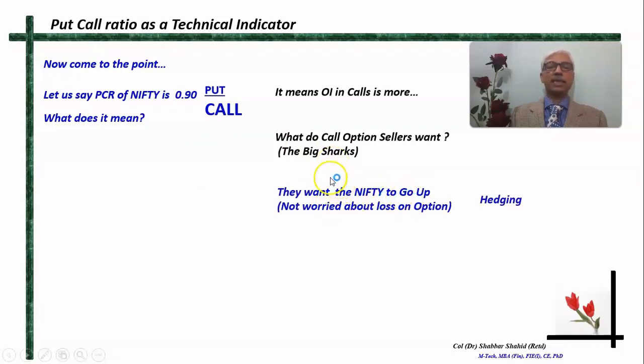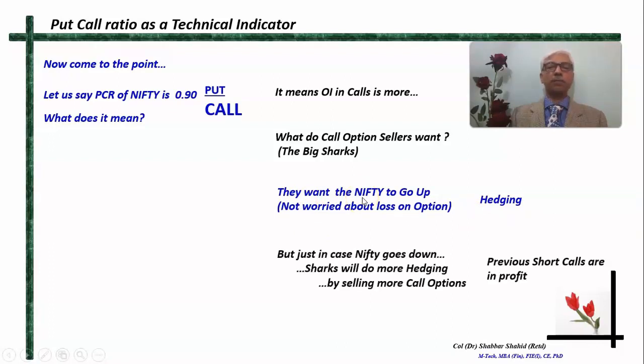The option sellers, the big time option sellers, they actually want the Nifty to go up. If the Nifty goes up, their portfolio will gain, though this option will lose. But they are not worried about losing on the option because they are primarily hedging. Got the point? We have discussed this already. So the big players want the Nifty to go up.